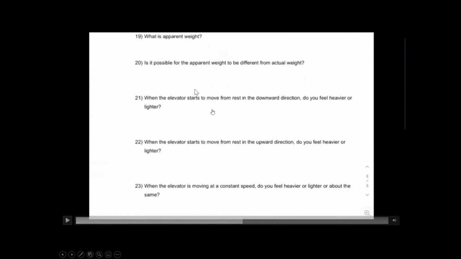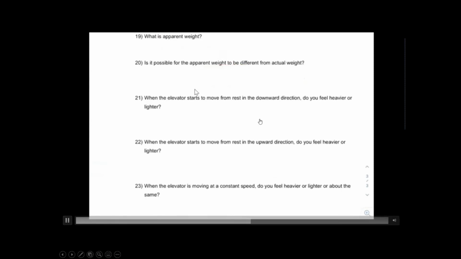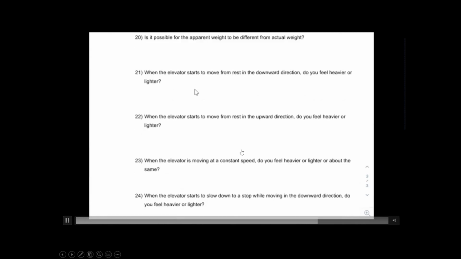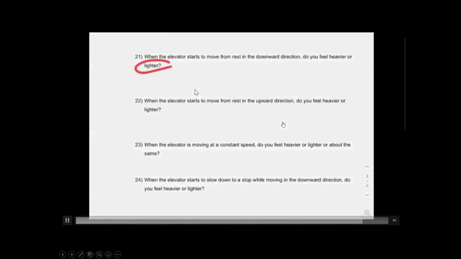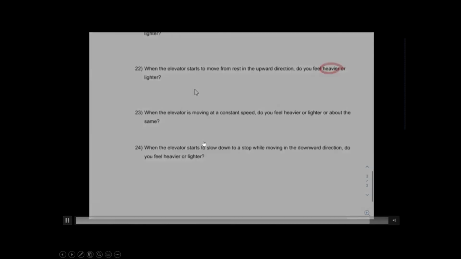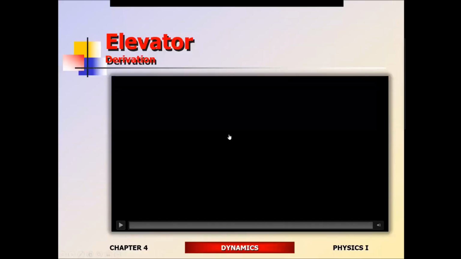It depends on what you do on top of a scale. Also, it's going to be sensitive to your acceleration. So the reading that you get from a scale is going to be sensitive to your acceleration. So when the elevator starts to move from resting to downward direction, you will feel lighter. When the elevator starts to accelerate in the upward direction, you will feel heavier. And when the elevator is moving at constant speed, you will feel the same. Lastly, when the elevator starts to slow down to a stop while moving in the downward direction, you will feel heavier. All right, so the question becomes why.